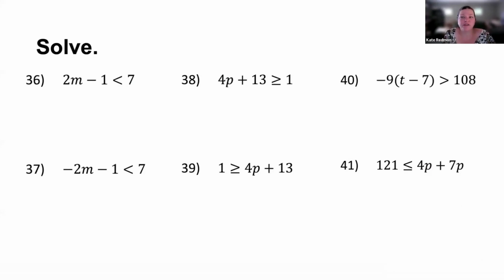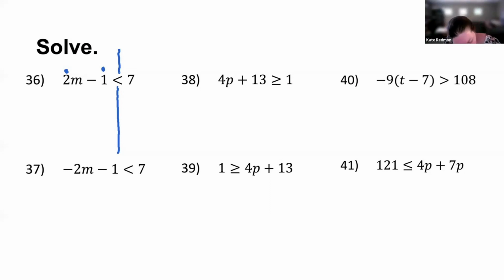So nothing new here, guys. We're just going to put these two new concepts together with some multi-steps. 36. 2m minus 1 is less than 7. Don't let yourself get overwhelmed in symbols. Put that line through your inequality. Notice you have two numbers to get rid of this time, a 1 and a 2. When we're solving, we work the order of operations backwards. So move anything that's adding or subtracting with m first.